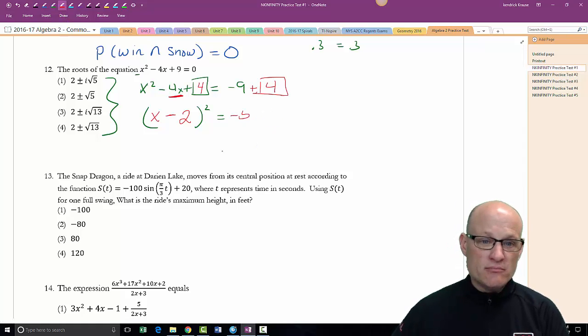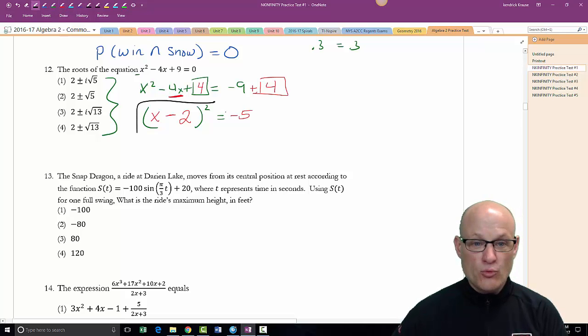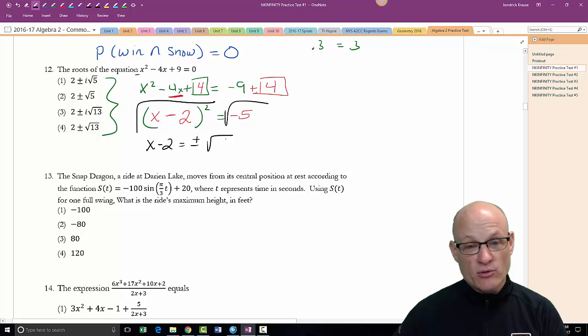Okay, negative 5. Now I'm going to take the square root of both sides, and I get x minus 2 equals plus or minus the square root of negative 5. Well, the square root of a negative is just i. So what I end up with is x equals, when I bring this 2 over and put it right there in front, 2 plus or minus i square roots of 5. There it is. So I think this is my right answer.